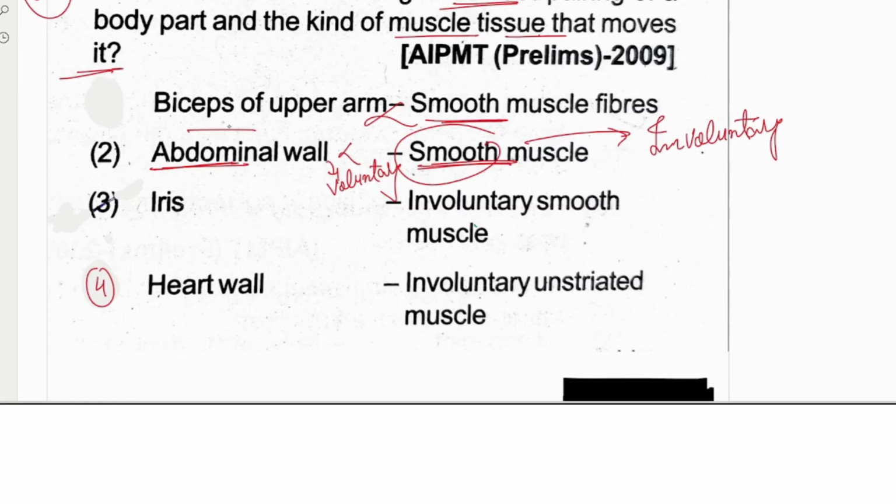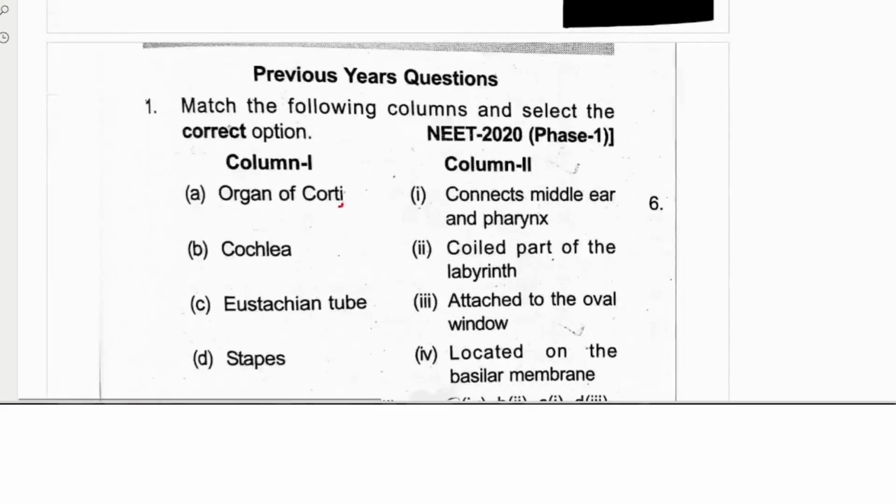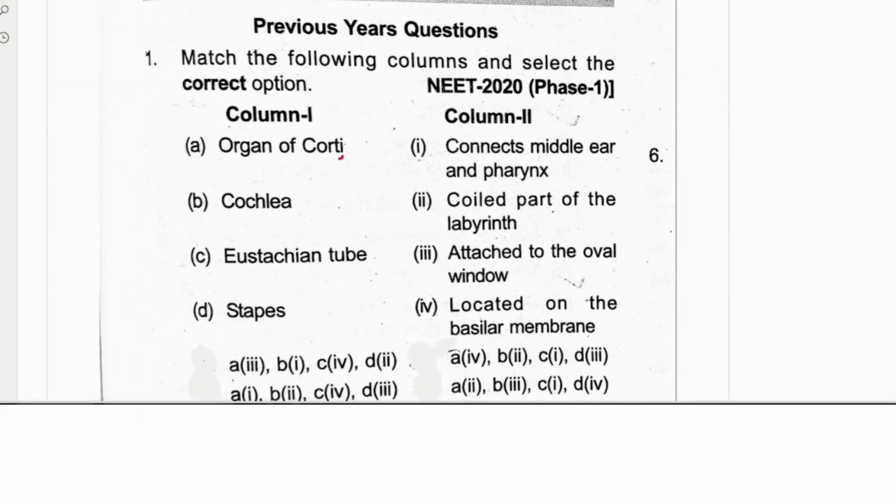Okay, so iris is involuntary muscle, absolutely correct. In the iris we cannot control it, it is actually the smooth or involuntary muscle. So it would be correct. And heart muscles, they are saying involuntary but unstriated. Involuntary, okay, but it is not unstriated, so that is why it is also incorrect. Clear?